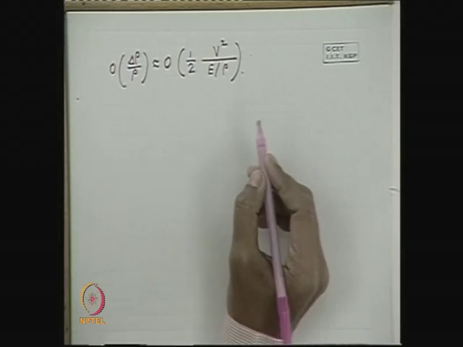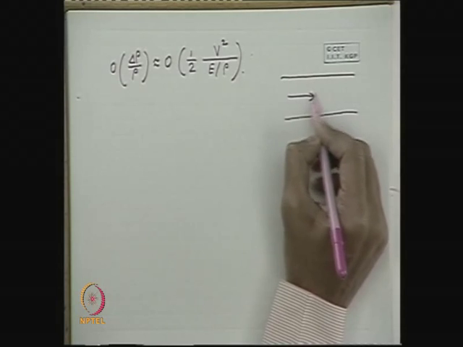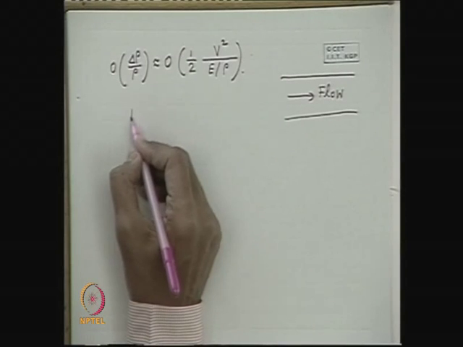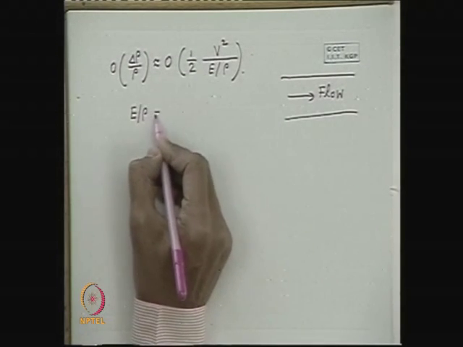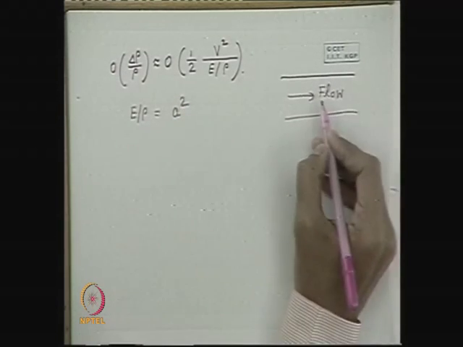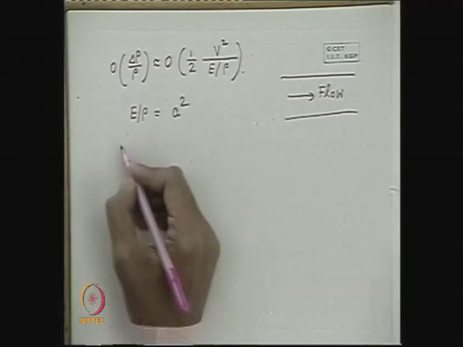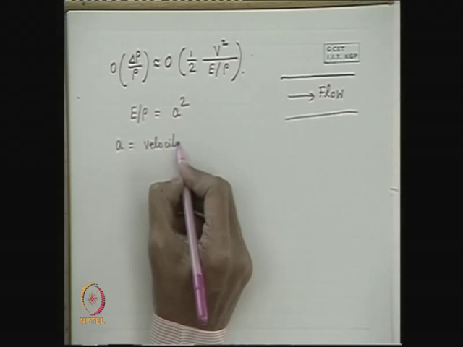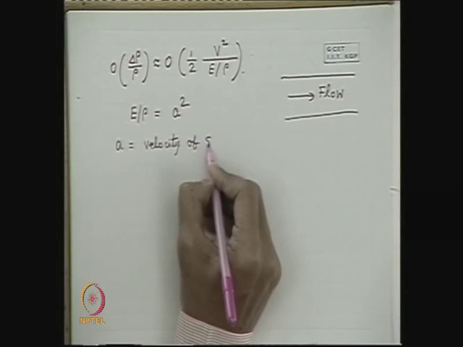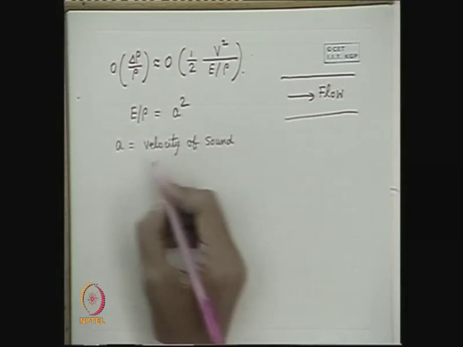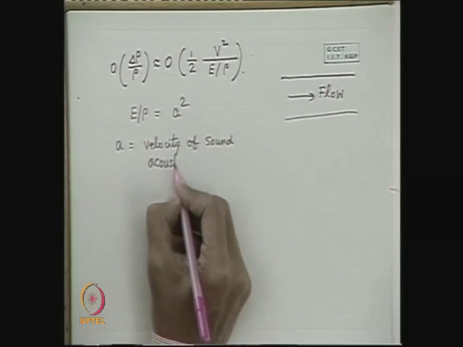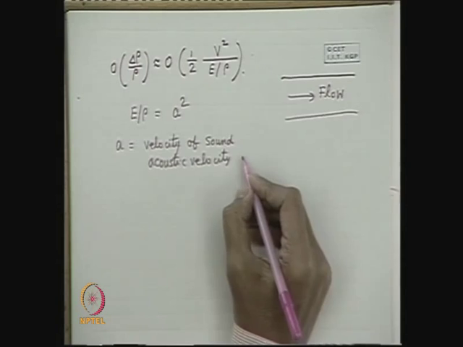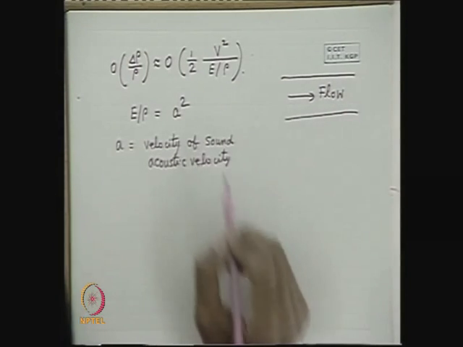Now, in any flow situation, it may be flow through a duct or it may be a flow over a body, this value E by rho represents the square of the velocity of sound in that flow at that condition, where A is the velocity of sound, or another name is acoustic velocity in the fluid at that particular condition.